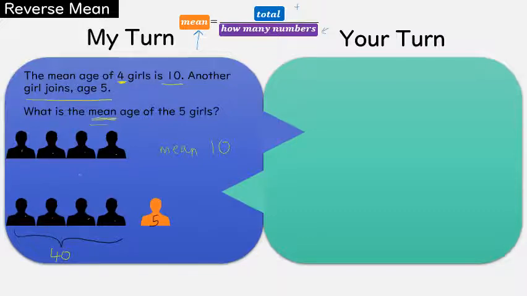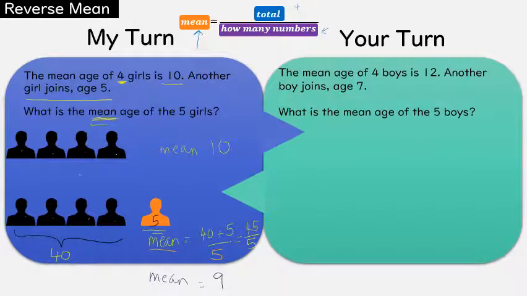So now we've got to find the mean of these 5 girls. Well, let's have a look at that formula at the top. The mean equals the total divided by how many number of girls there are. Let's include the bits we know. Well, I know the number of girls is now 5. I don't know the mean, that's what I've got to work out. But I do know the total of their ages, because the total of their ages will be 40 plus the new girl, 5. So we know the mean will be whatever 45 divided by 5 is, which turns out to be 9.